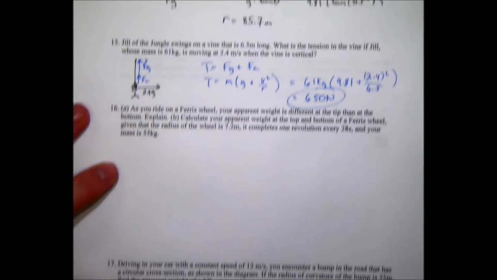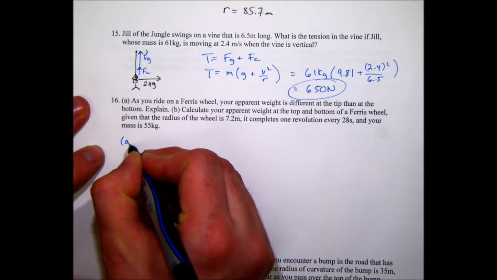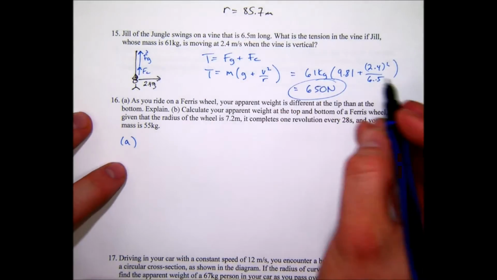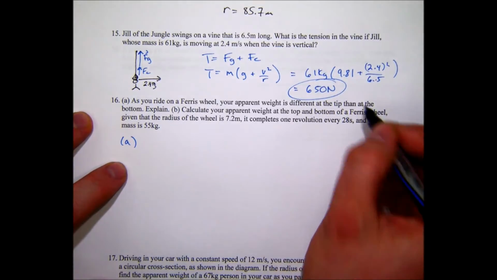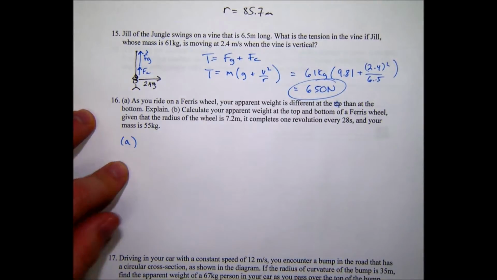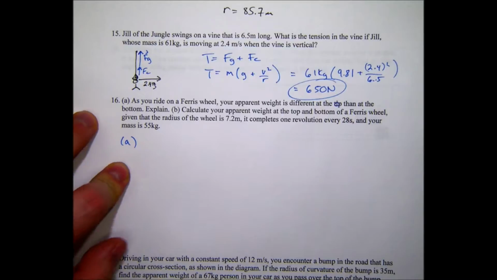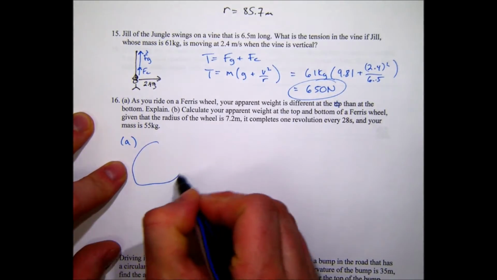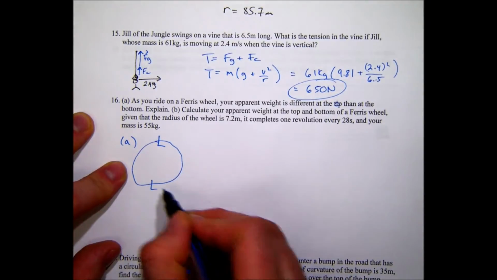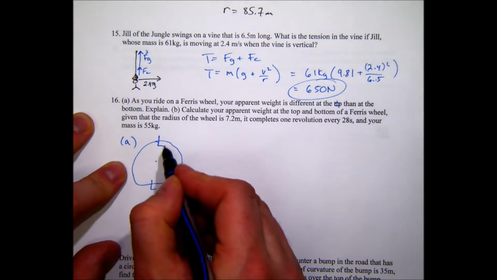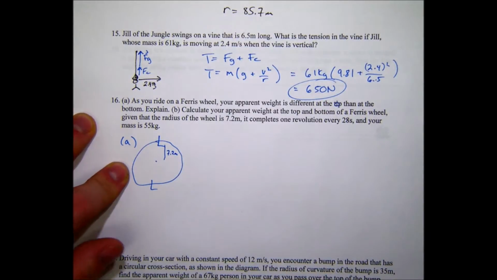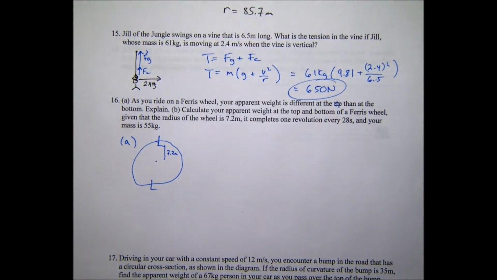And that leads us into question 16, part A. At the top of a Ferris wheel, your weight will actually be lighter than it will be at the bottom. Explain this difference. So if you have a Ferris wheel and a seat here and a seat here, we have a radius of 7.2 meters, and we are moving at some speed.